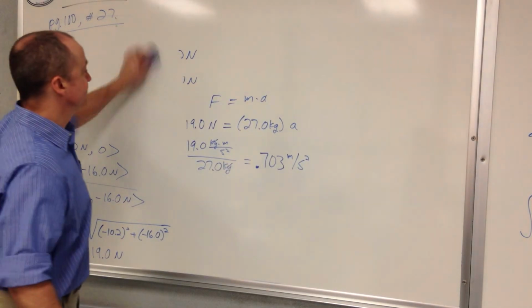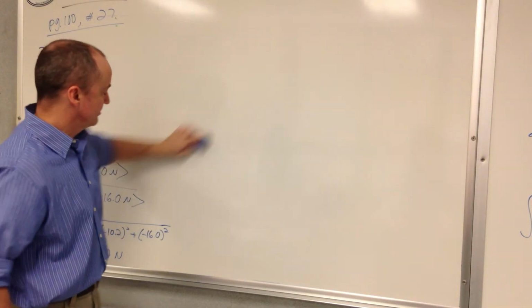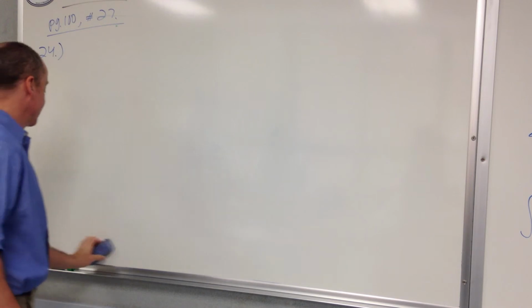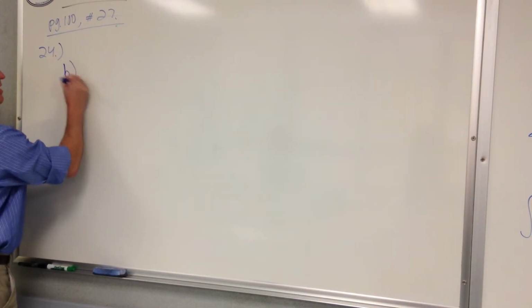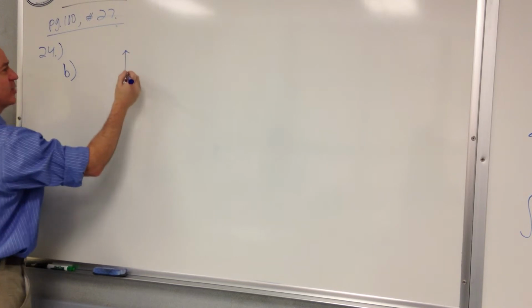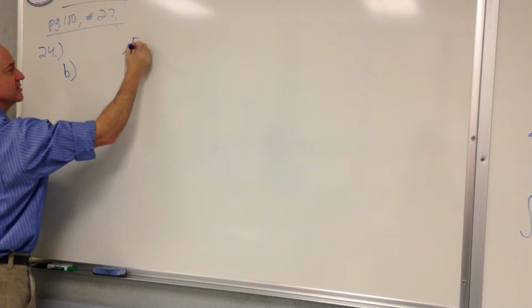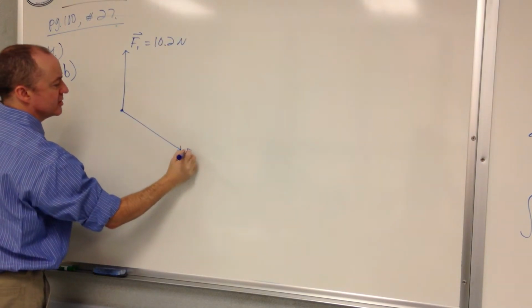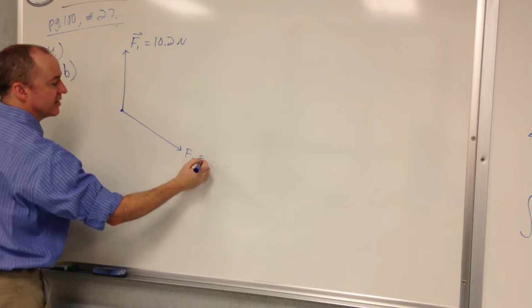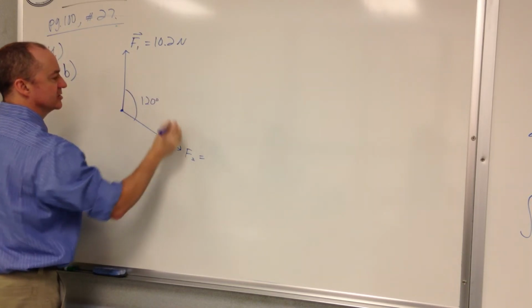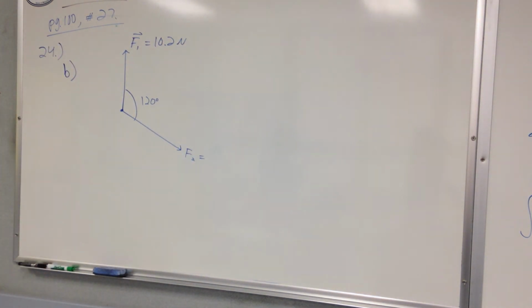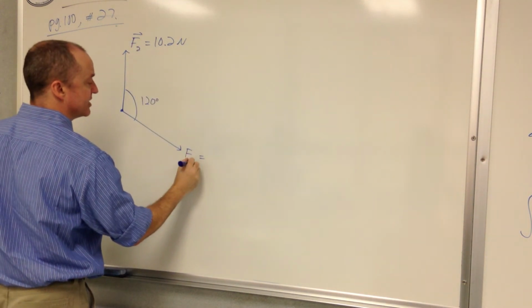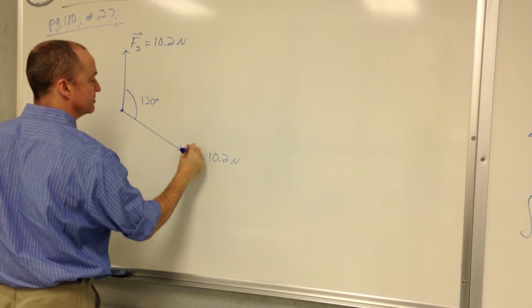And now part B, which is the same problem, but different. Same vectors, different directions. So for part B, which one's going up, F1 or F2? F1, I believe. And that's the 10.2 newtons. And then F2, I don't remember, is going at a 120 degree angle here. And the magnitude of F2 is 16. No, F2 is going up, sorry. And F1 at 10.2 newtons is going this way. And F2 was 16.